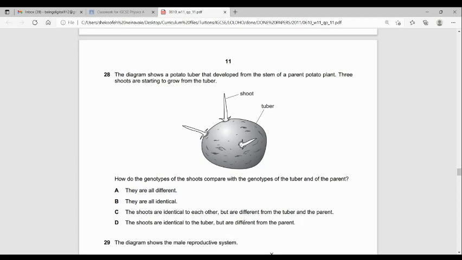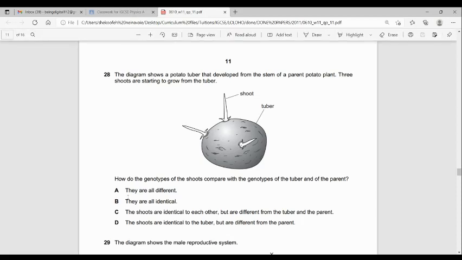In asexual reproduction, this is what is happening. The babies look exactly the same as the one parent, because there are not two parents. So are they different? No, they are identical. Yes, so the answer is B. C and D also are wrong.